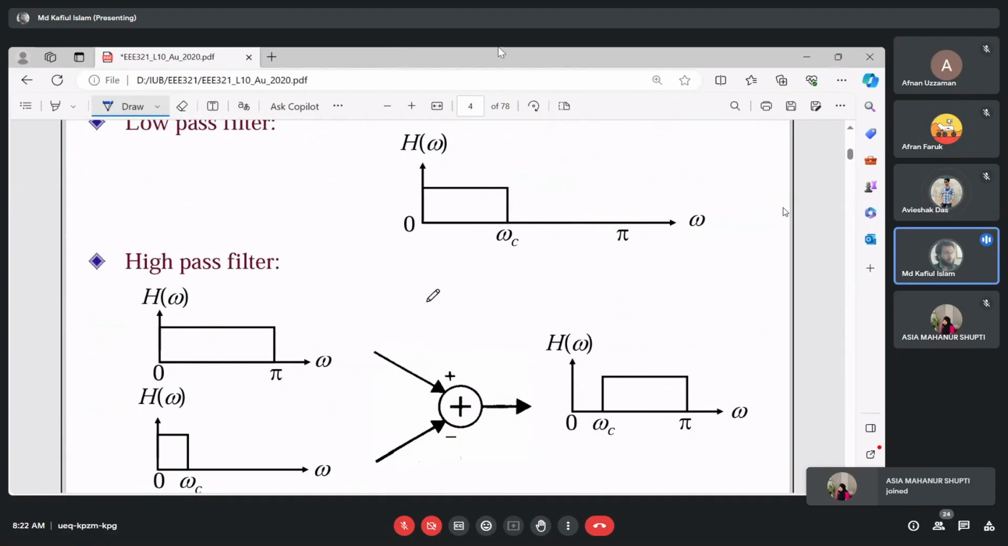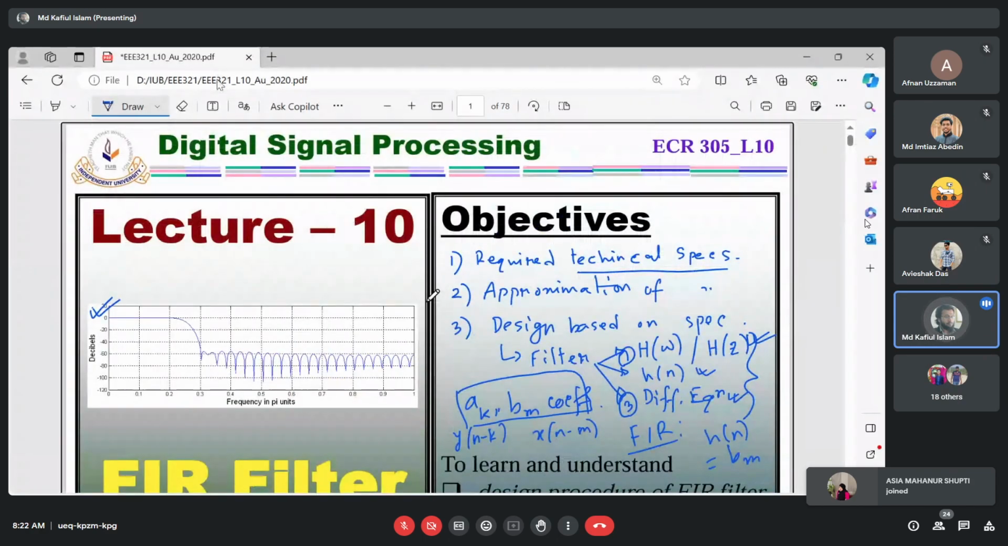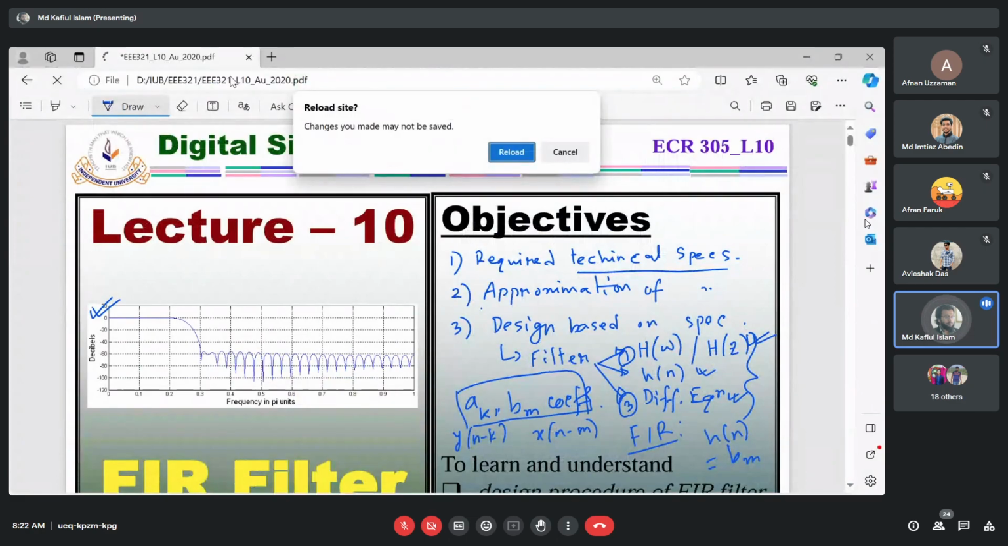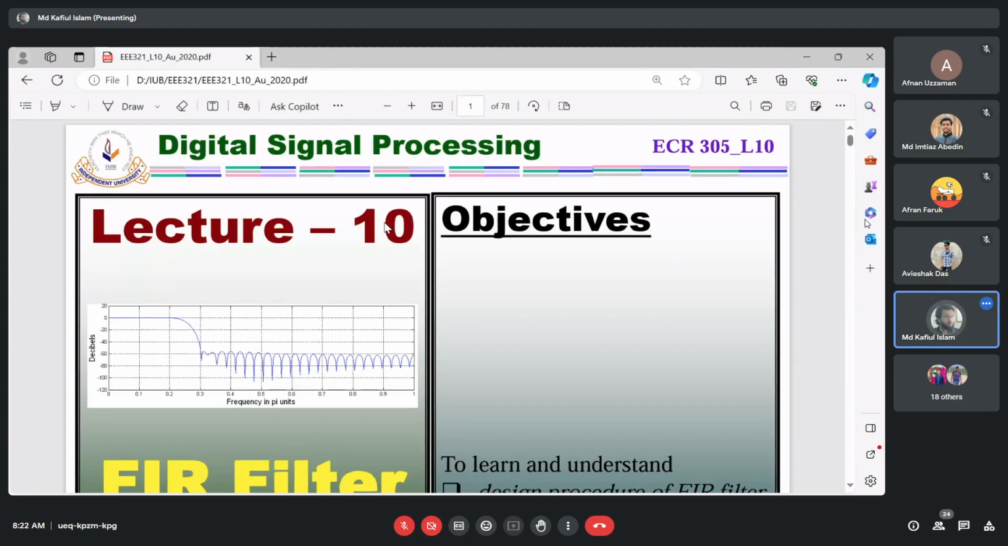Another thing, as far as filter design is concerned, is that you should always start with a low pass filter design. It does not matter whether your target filter is a low pass, high pass, band pass, or band reject. You always start with a low pass filter. The first step will be low pass filter design, because from low pass you will be able to design a high pass filter.